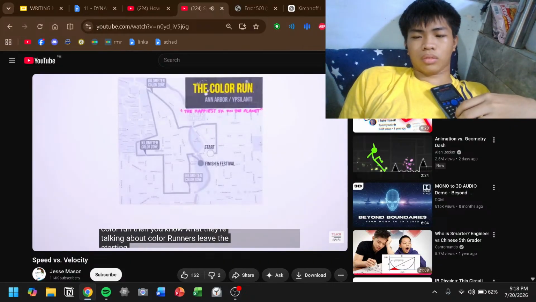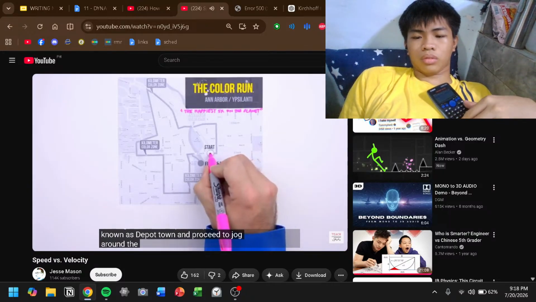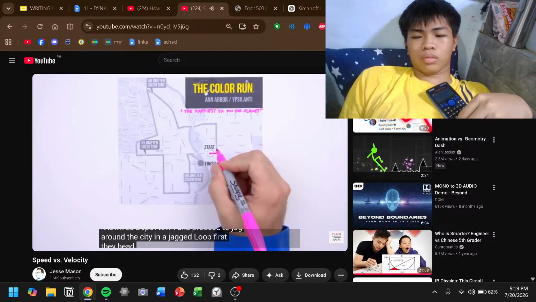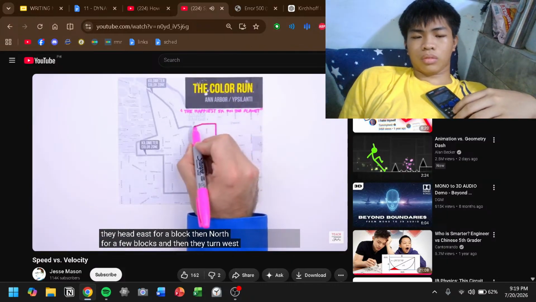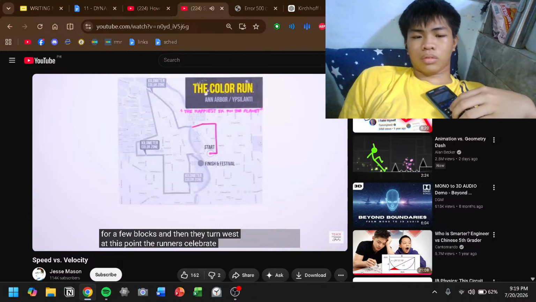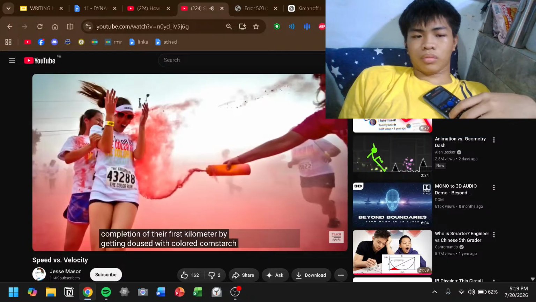Color runners leave the starting line in an old part of Ypsi known as Depot Town and proceed to jog around the city in a jagged loop. First they head east for a block, then north for a few blocks, and then they turn west. At this point, the runners celebrate the completion of their first kilometer by getting doused with colored cornstarch.